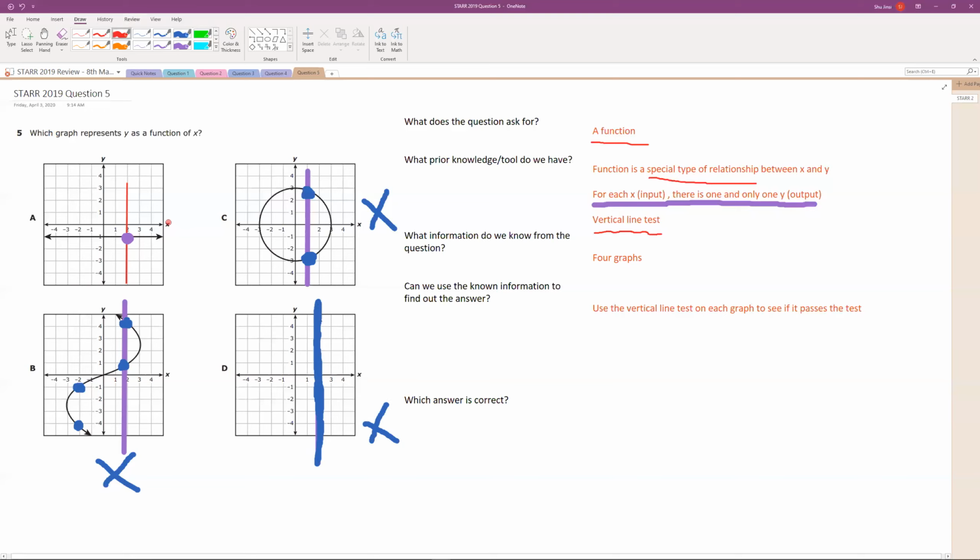Now it seems like A is the correct answer. It is A. Did you get the correct answer?